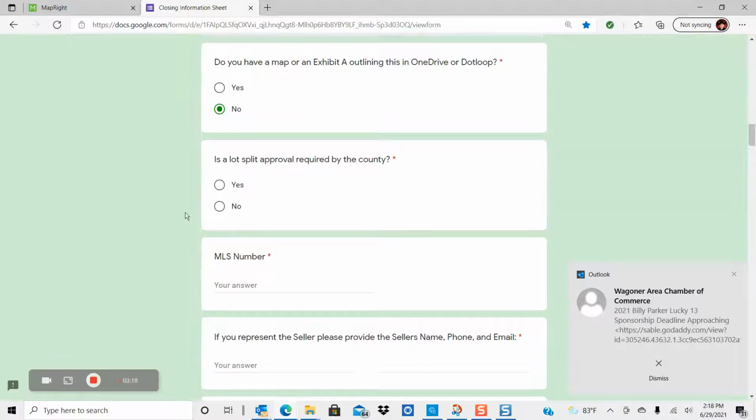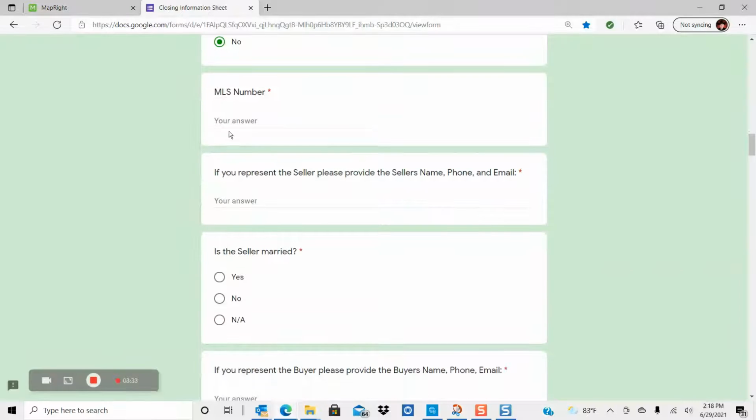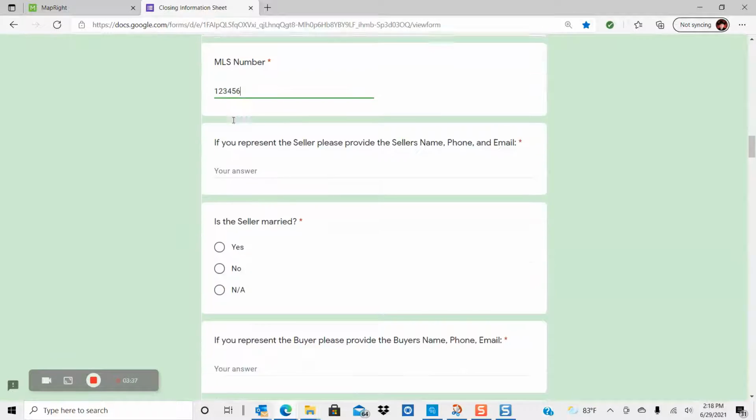Yes or no? Is a lot split approval required by the county? Typically not, unless it's a split where it's a tract that's part of a larger tract. If that would be the case, then you would click yes, but in this case, it's not. You're going to put your MLS number right there.